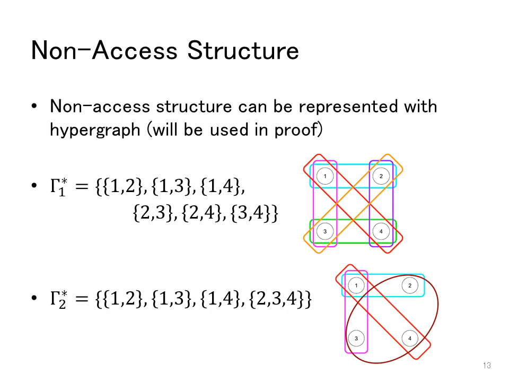Non-access structure can be represented as a hypergraph, where each vertex represents a server and each hyperedge represents a non-access set. We will use this hypergraph representation in the proof. Continuing from the previous examples, these hypergraphs represent the maximal non-access structures gamma 1 star and gamma 2 star.